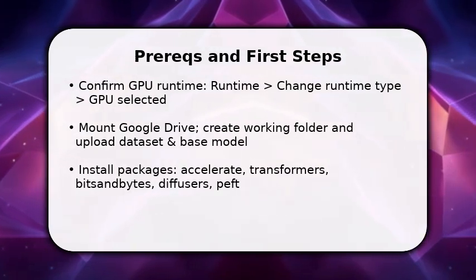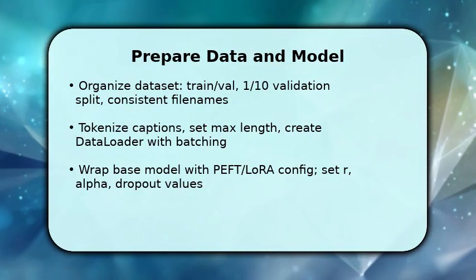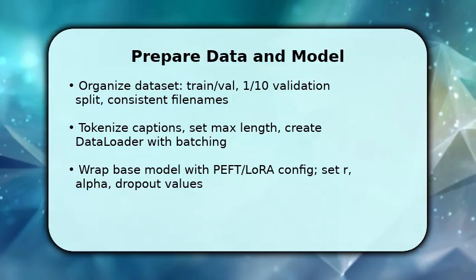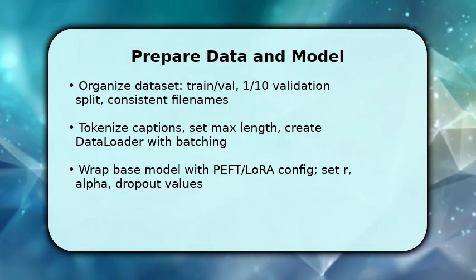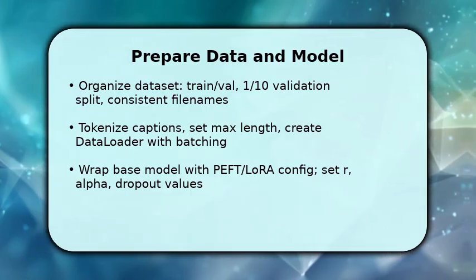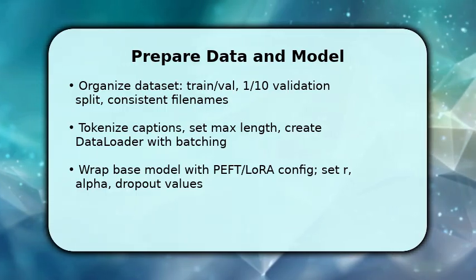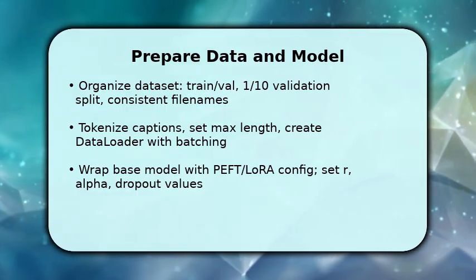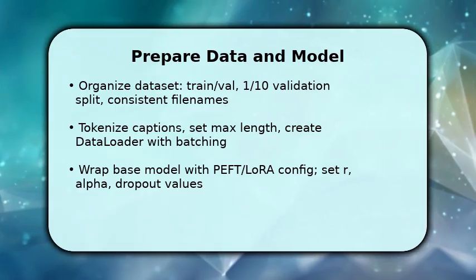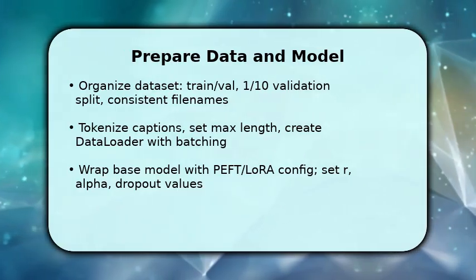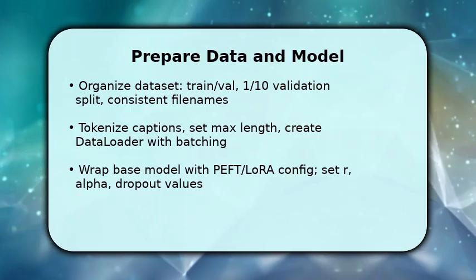Now you prepare data and the base model for low array fine-tuning. You should tokenize captions, set a max length, and build data loaders with appropriate batching so GPU RAM is steady. Then load the pre-trained model and wrap it with a PEFT low array config, specifying rank R, alpha scaling, and dropout. Those control capacity and stability.